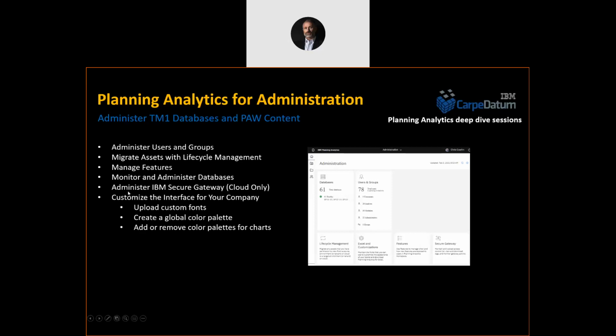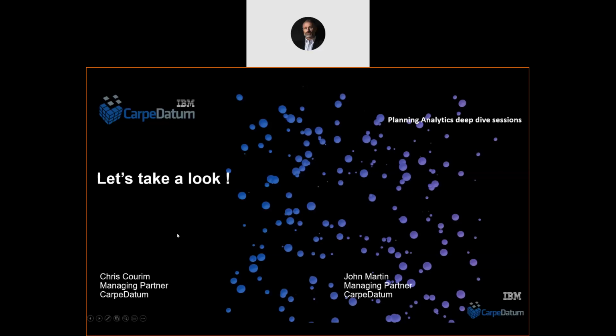It also allows you to secure for the cloud-only world. So the secure gateway piece, again, for everybody, is a direct connection, a virtual private network between your on-prem databases and potentially your planning analytics environment in the cloud. And then you can do some customization of the interfaces, uploading custom fonts, global color palettes, and some of those other things that I'll take you through here shortly. So let's go ahead and take a look.